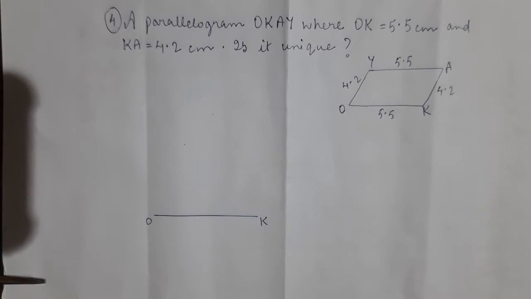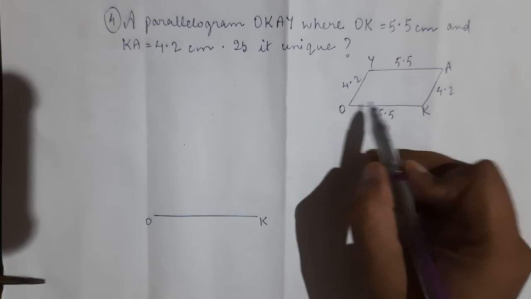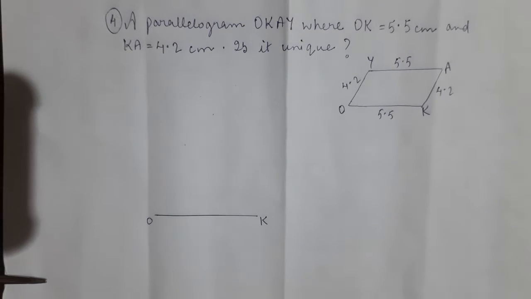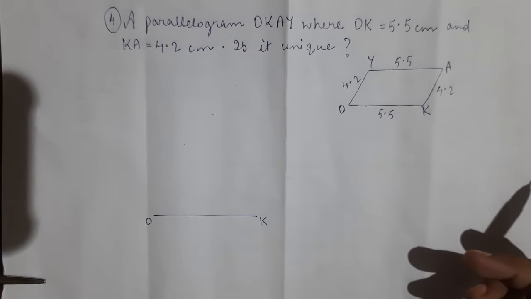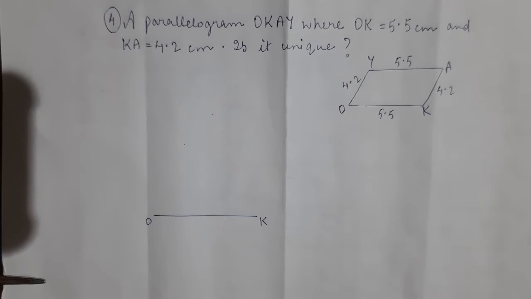Now children, we don't know the angles. So this is the main part. So what we will do now? The adjacent angles of a parallelogram add up to 180 degree. So if this angle and this angle add up, you will surely get 180 degree. But the main thing is that we don't know the angles. So children, we will assume the angles. We can take any angles basically.